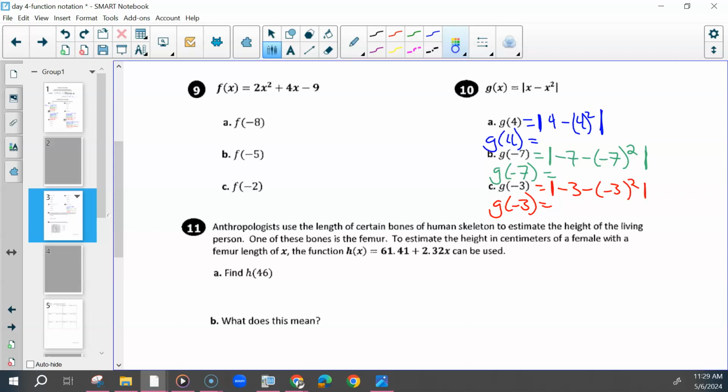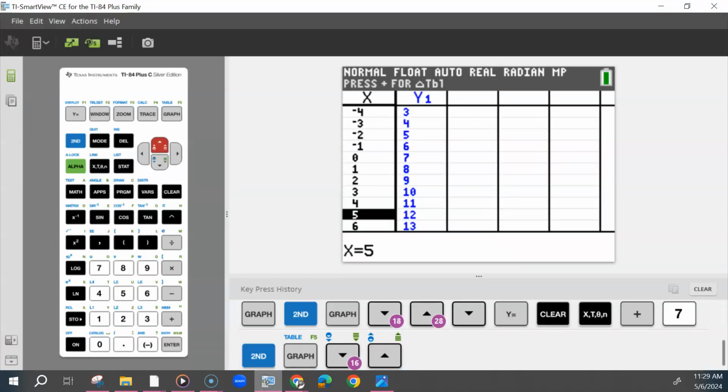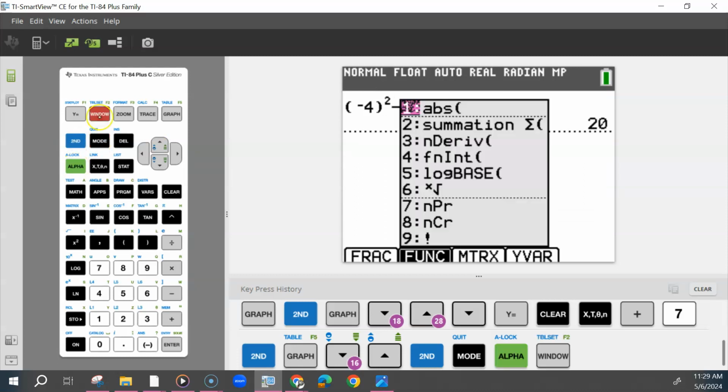In all of these examples, because everything falls inside the absolute value, you're going to get positive answers for everything. So if you get a negative answer, double check your work. In case you missed what I said, in alpha window is how you find that absolute value, it's ABS.